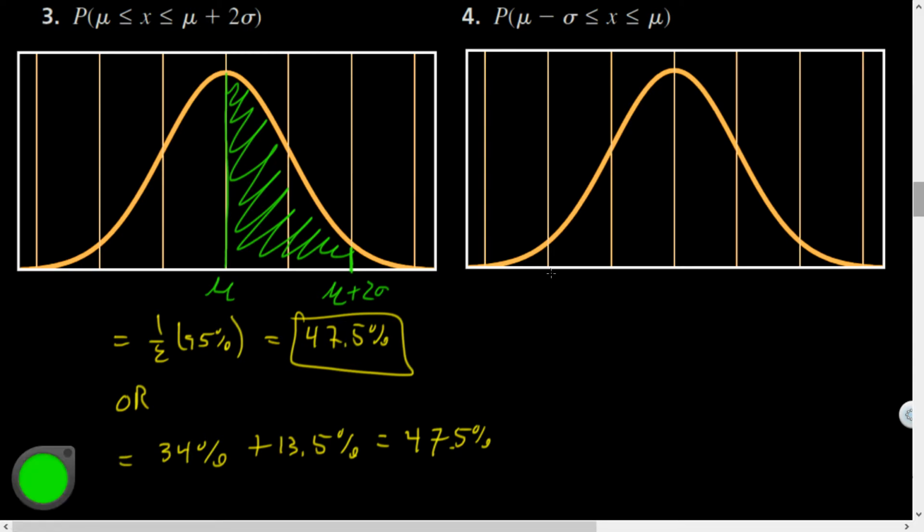All right, this one, where should I start? So here's my mean. What does this mean? That is one standard deviation less than the mean. So that's right here. That's the mean minus 1 sigma. So I'm looking for this space. I'll walk around. Let's have you guys try to figure that out.